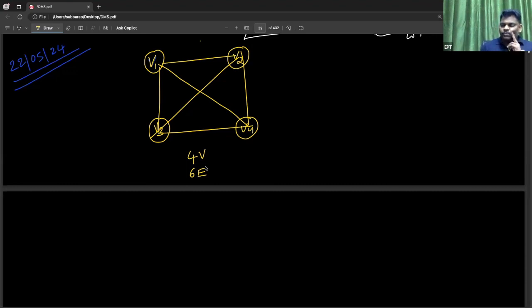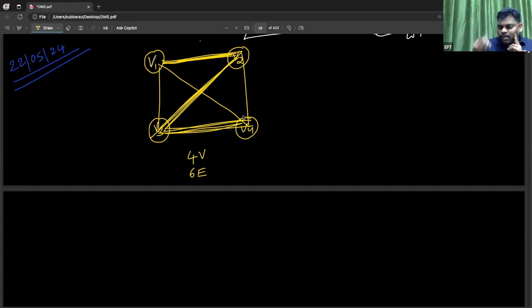Yeah, next one. Can you help me? Now, V1 to V2. Everyone listen. V1 to V2, V2 to V3, V3 to V4. Can you say this one? Is it a sequence of edges?